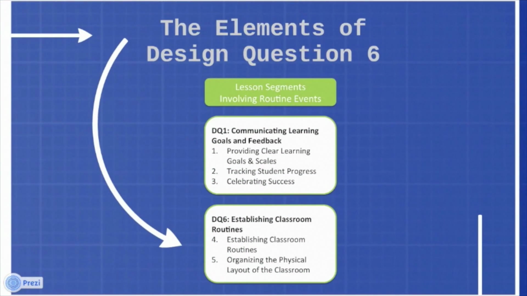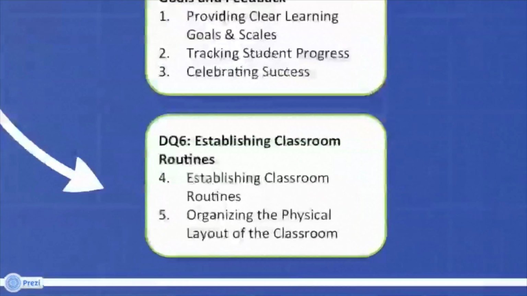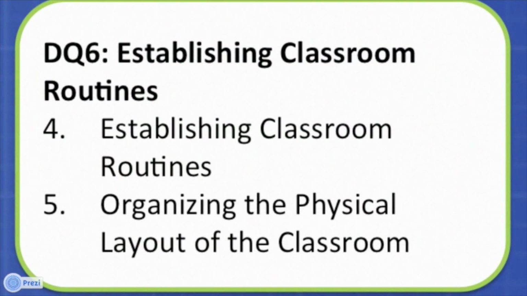Here you can see the lesson segment involving routine events. Within this segment are two design questions, DQ1 and DQ6. Focusing on DQ6, there are two categories of strategies, or in other words, two elements. Element 4, establishing classroom routines, and Element 5, organizing the physical layout of the classroom.